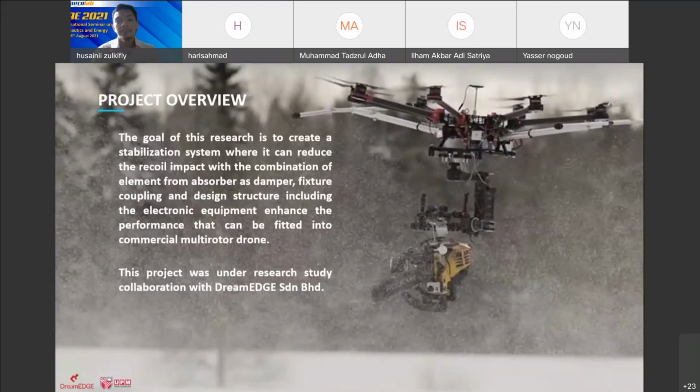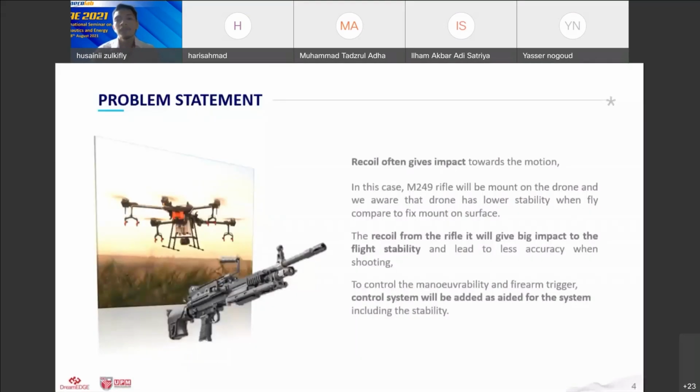As for the project overview, this is a collaboration with the Dream Age company, where we will develop a new study regarding a stabilization system, which will be in the middle of the drone and the payload itself. For the payload, we will use a rifle. As we know, this causes the problem of recoil, which impacts the flight stability of the drone. It will also affect the accuracy and the maneuverability afterwards.